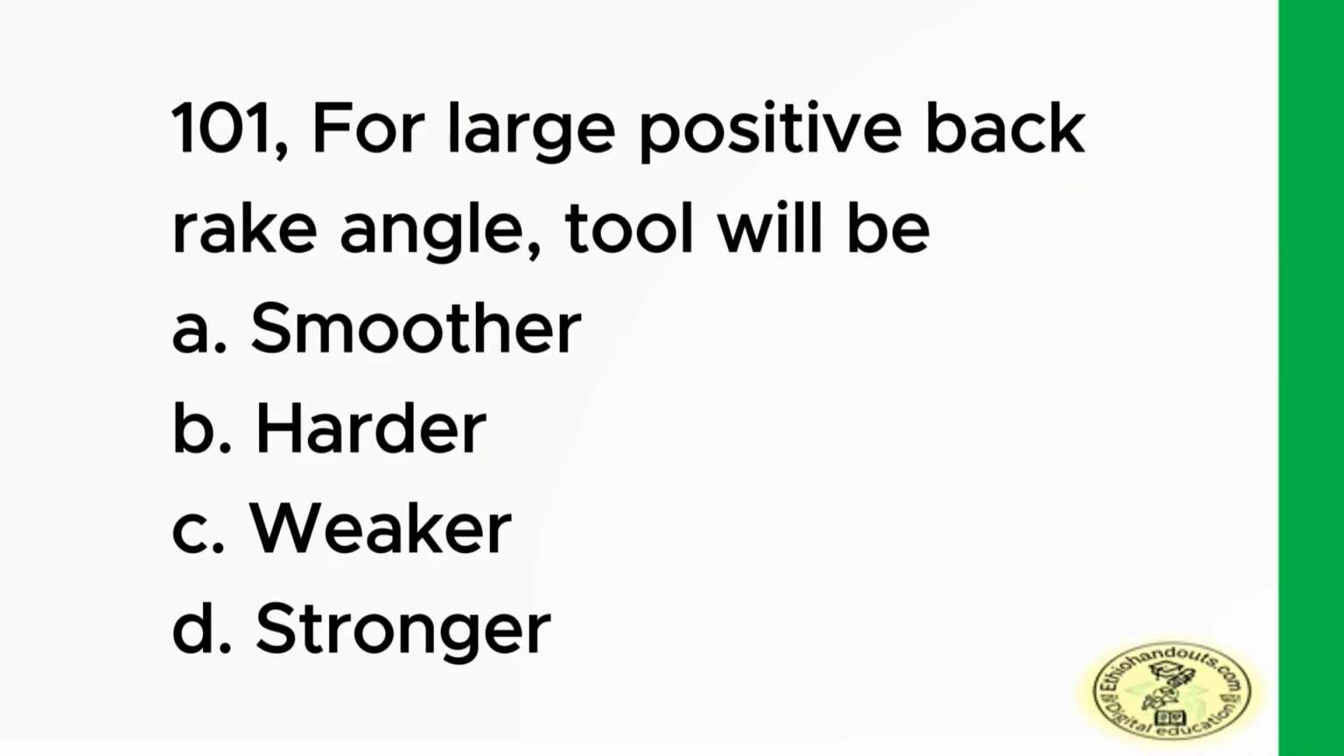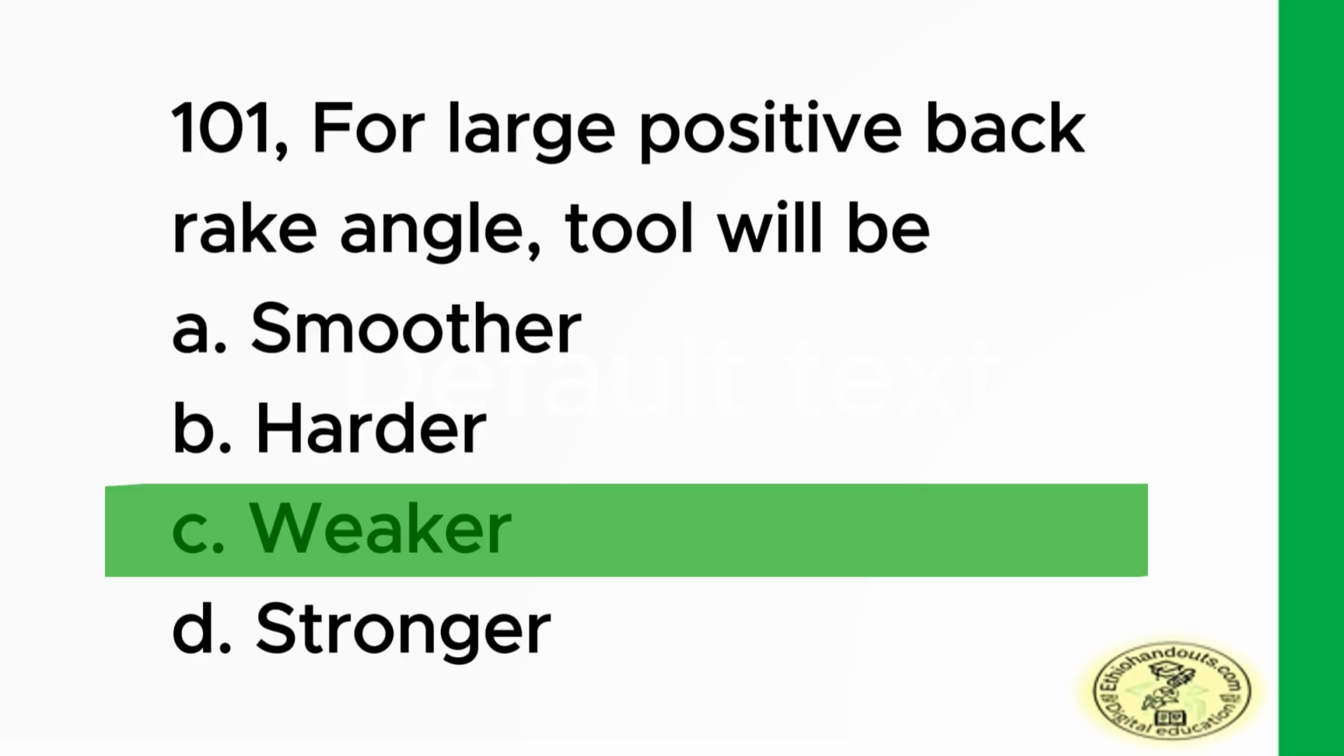101. For large positive back rake angle, tool will be A. Smoother, B. Harder, C. Weaker, D. Stronger. The correct answer is C.